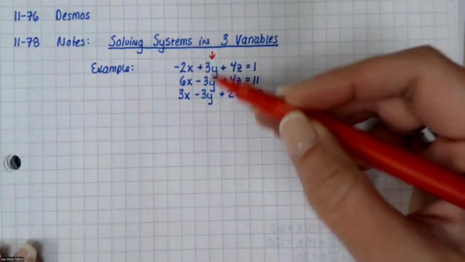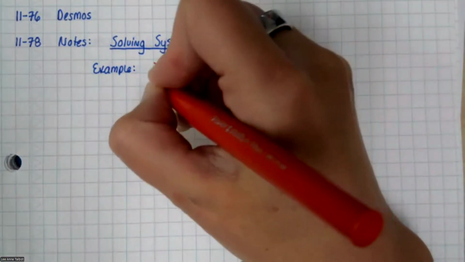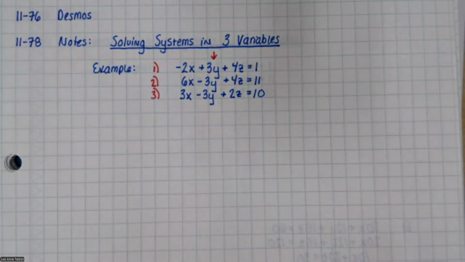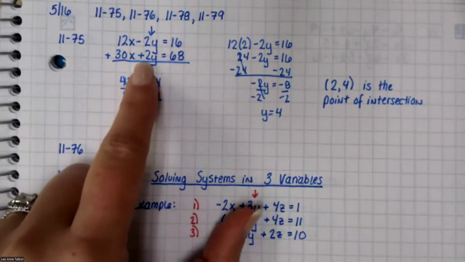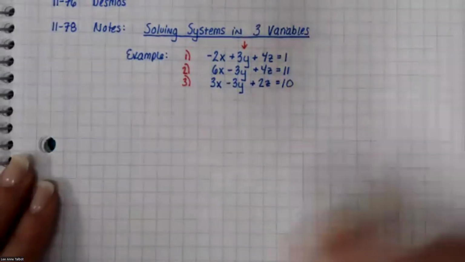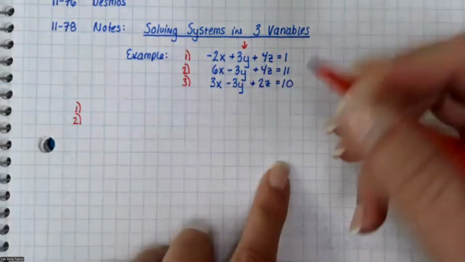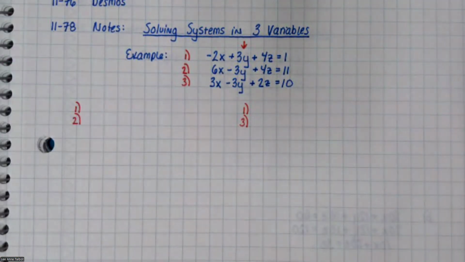And the reason is because they are all 3s. What I like to do is number the equations 1 through 3, and then decide who should go with who. If you think about the elimination method we did up here, it's easiest if there's one negative and one positive, so you can add. So I suggest that 1 and 2 be paired together, and then 1 and 3 be paired together. That would give us a positive 3y and a negative 3y in both problems.